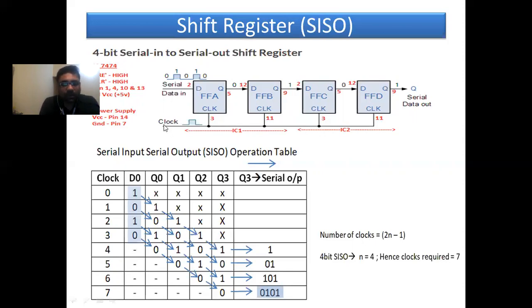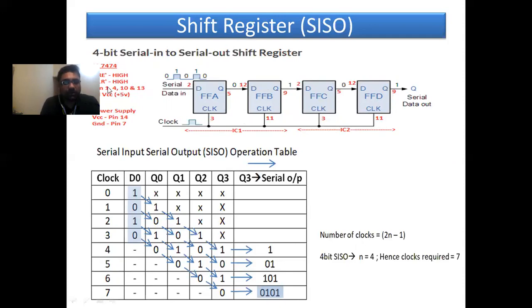So we are giving a common clock to all of these. How many D flip-flops are there here? 4 D flip-flops, and you know that in a particular 7474 IC, you have 2 flip-flops. So you require 2 ICs. That's why I have written here IC number 1 and IC number 2. So you are requiring 2 ICs.